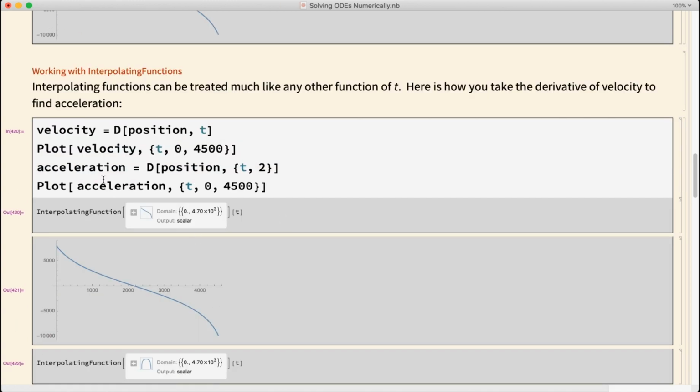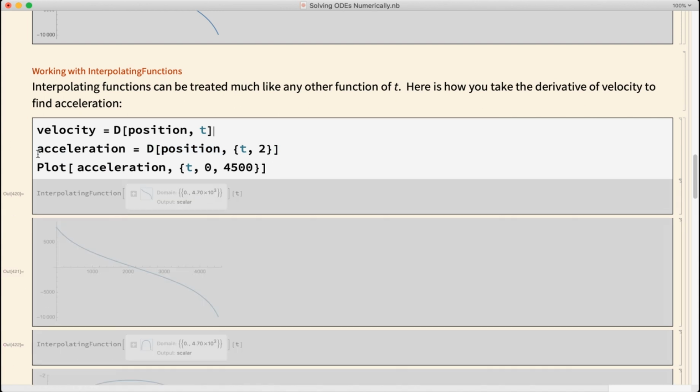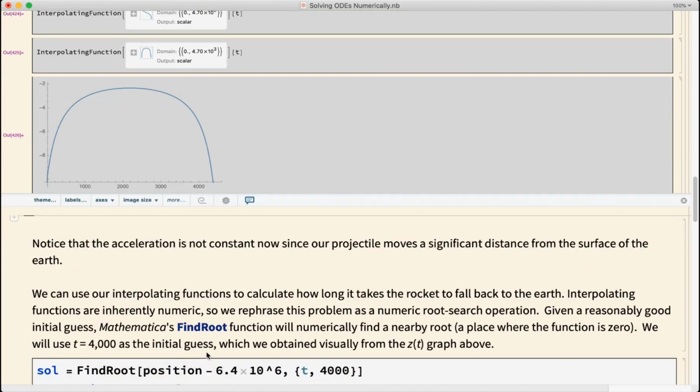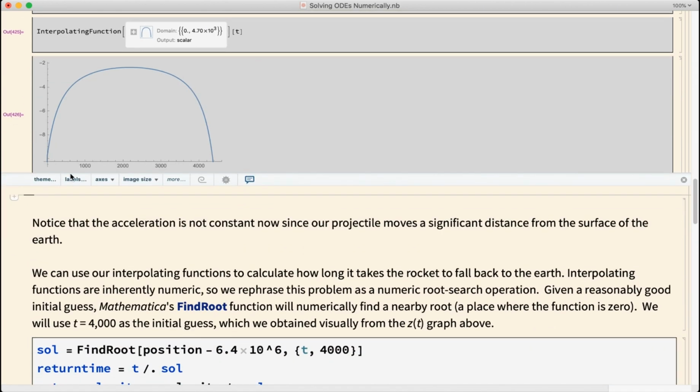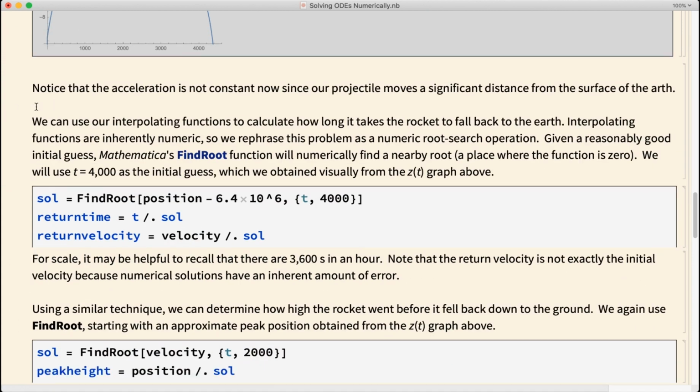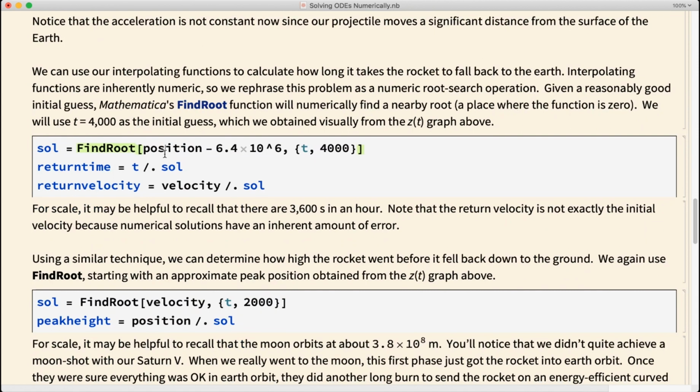Yep. And then if I want, I can take the second derivative with respect to time and get something new, which is the acceleration, okay? And that looks like this, okay? And again, acceleration is not constant because it goes down with time for our projectile because it's getting further away from the surface of the Earth, or the center of the Earth more accurately.